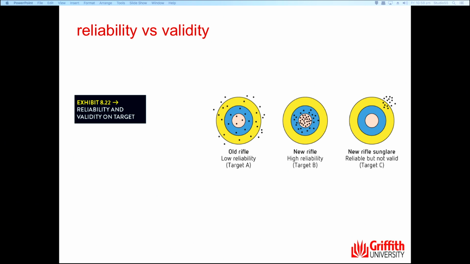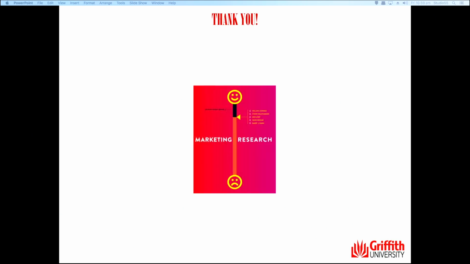So these are some of the concepts in terms of measurement. These are some of the stages that we need to go through in order to produce a good measure for your research. Thank you.